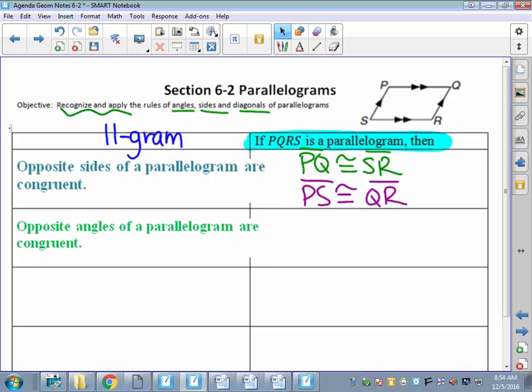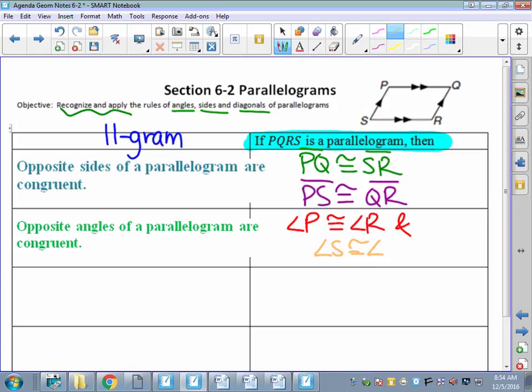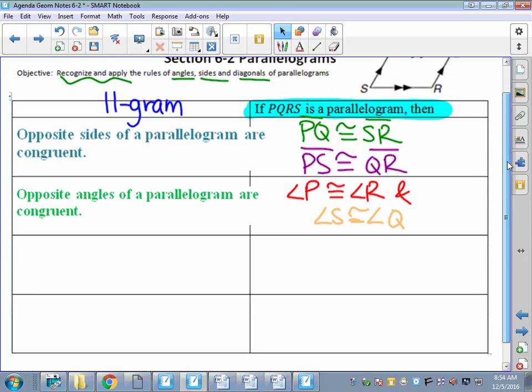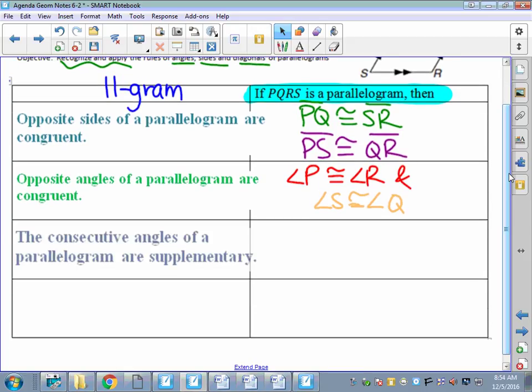Opposite angles are congruent. So in our parallelogram up here, in which we just mentioned that the opposite sides are congruent, our opposite angles are also congruent. So our angle P has to be congruent to angle R, and our angle S has to be congruent to angle Q. Opposite angles are congruent. Seems pretty simple so far, right? So we've recognized we're going to apply rules of angles and sides. So let's do one more.